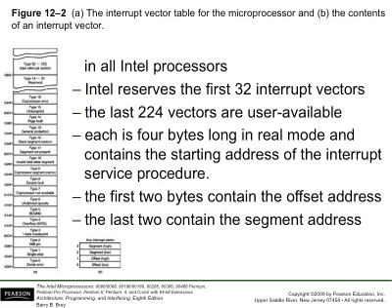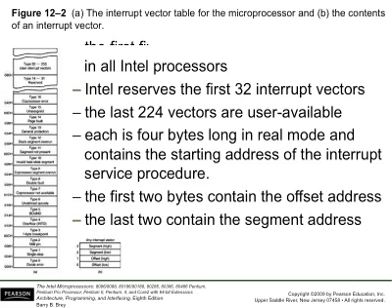The first 5 interrupt vectors are identical in all the Intel processors, so these are reserved by Intel. Intel also reserved the first 32 interrupt vectors. The last 224 vectors are user available, so you can essentially change the addresses that are stored in this table. Of these 4 bytes, the first 2 bytes are the offset, and the last 2 bytes are the segment address.